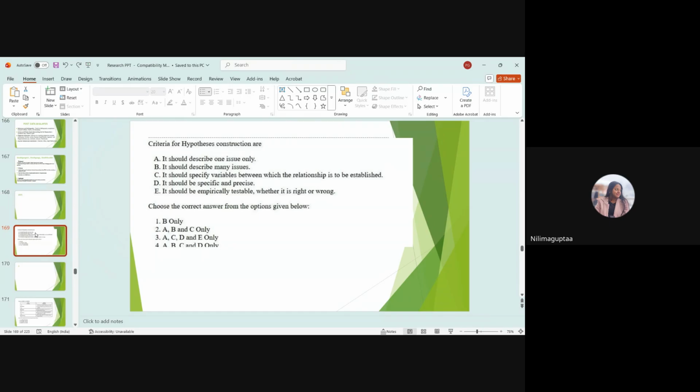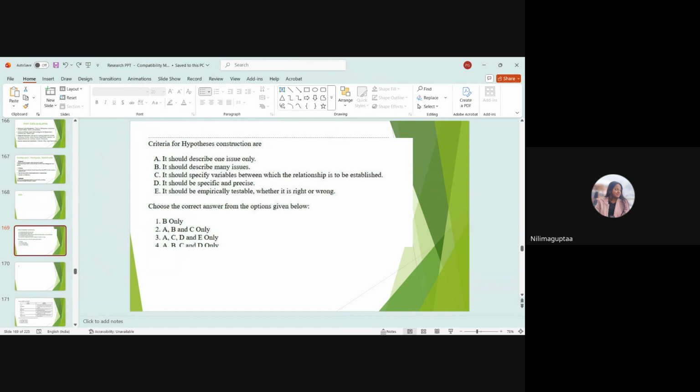Perfect. The answer is three. So apart from describing many issues, all of those things are correct with regards to hypothesis construction. Hypothesis does not talk about many issues. It just talks about one issue, and that is also set into two forms.